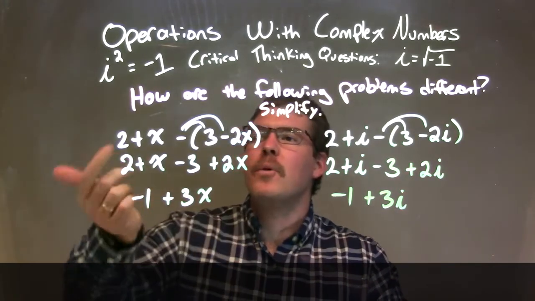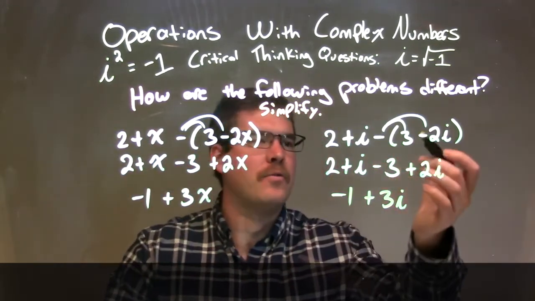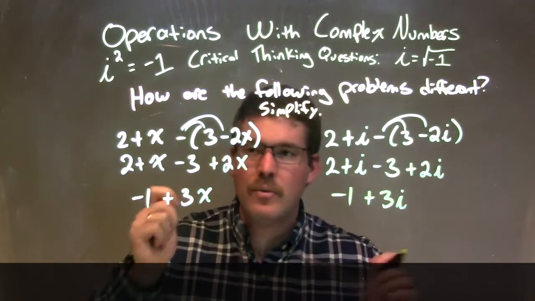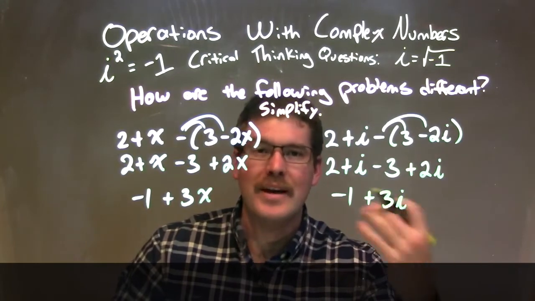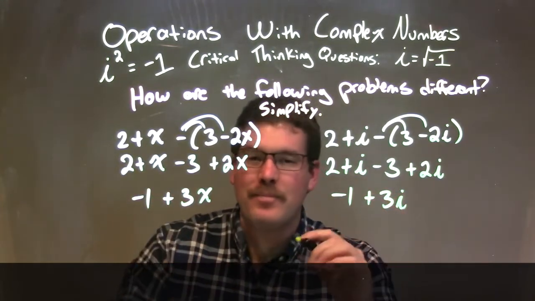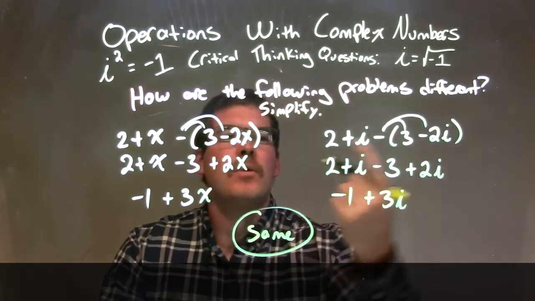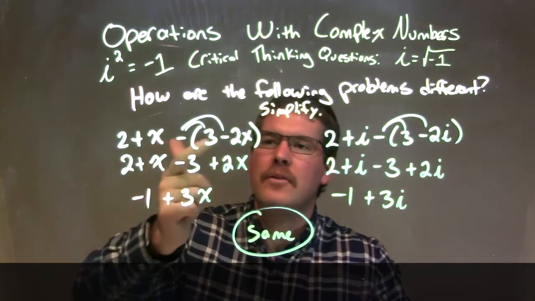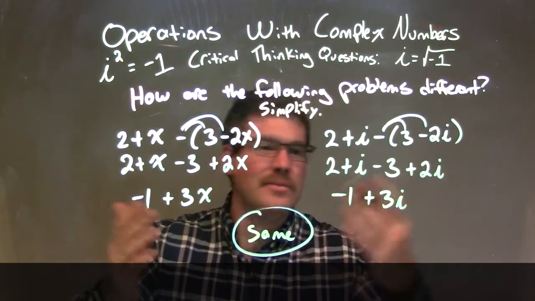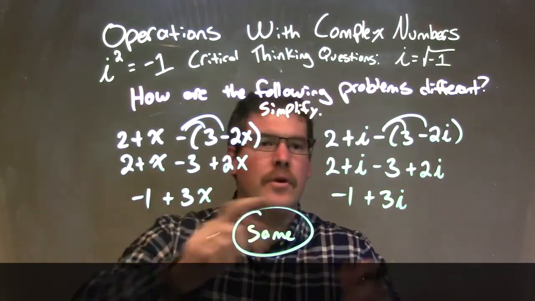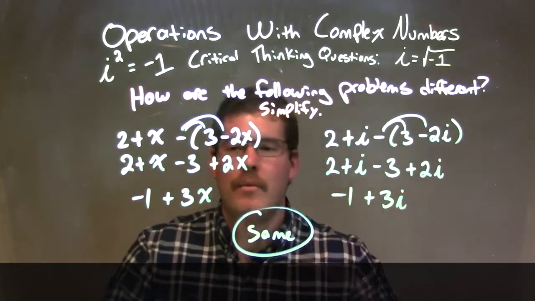So let's recap. We were given 2 plus x minus 3 minus 2x, and 2 plus i minus 3 minus 2i. Essentially, two problems that are exactly the same, one with a variable, one with an imaginary number. We were asked to simplify and determine if there's any difference there. We determined there wasn't, and they came out to be the same, right? But let's go through that again. We simplified both. We distributed the subtraction sign to both parts. We did that here. And that was exactly the same. From there, we combined our like terms and like numbers. 2 and minus 3 became a negative 1, right there and here. And x and 2x became 3x, and here i and 2i became a positive 3i.